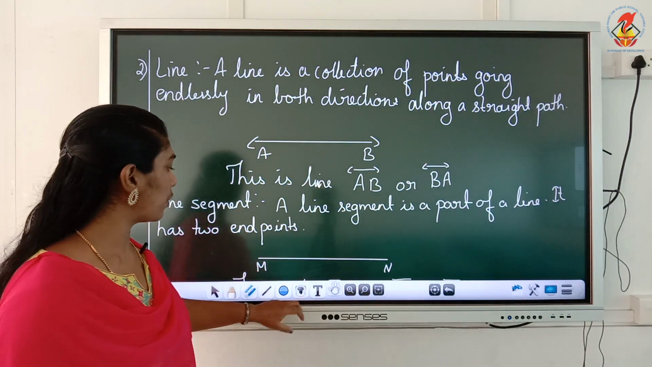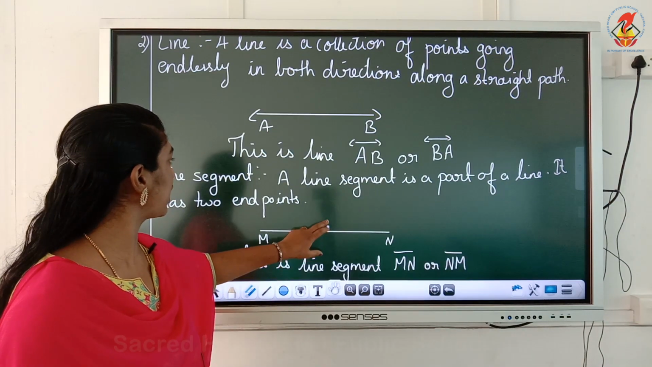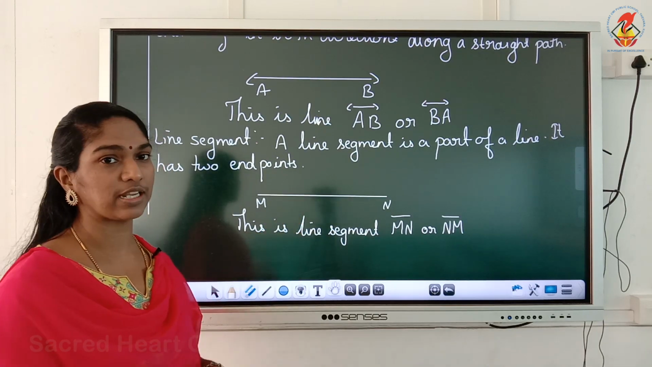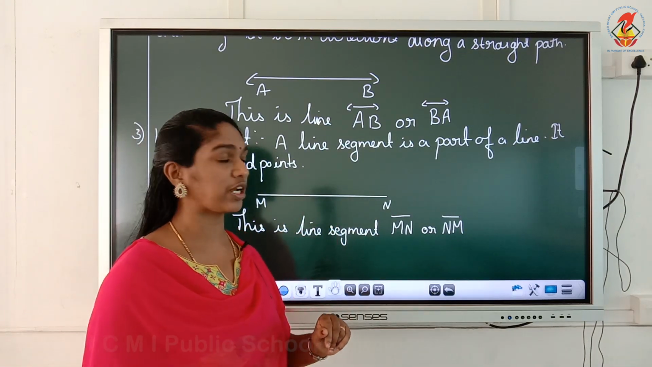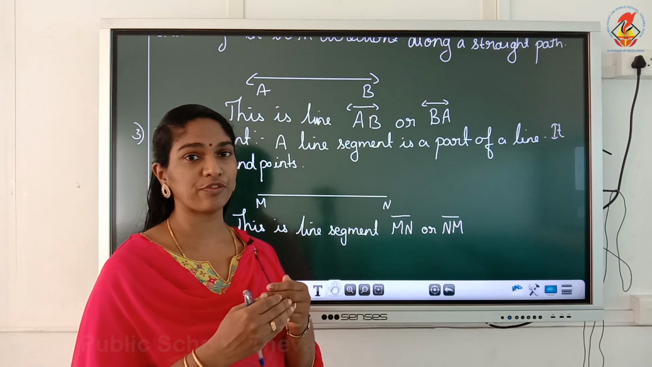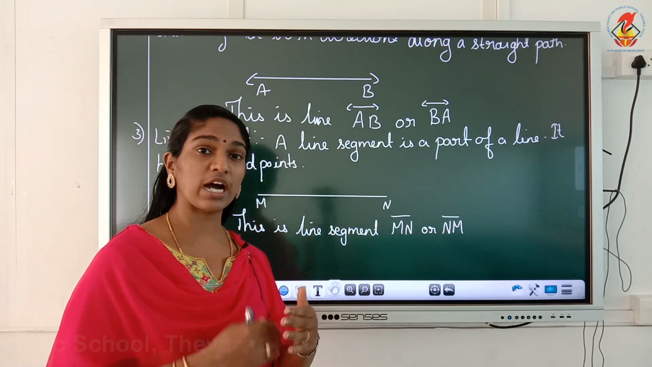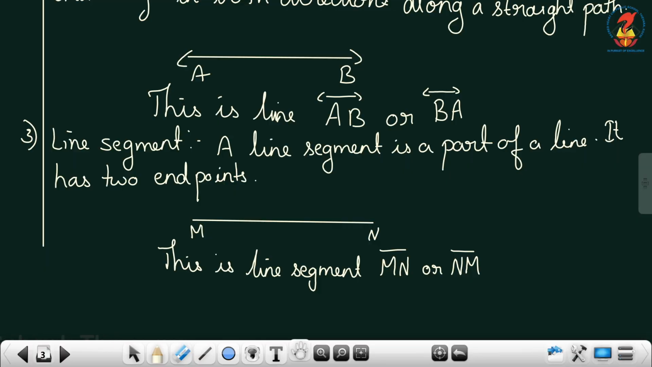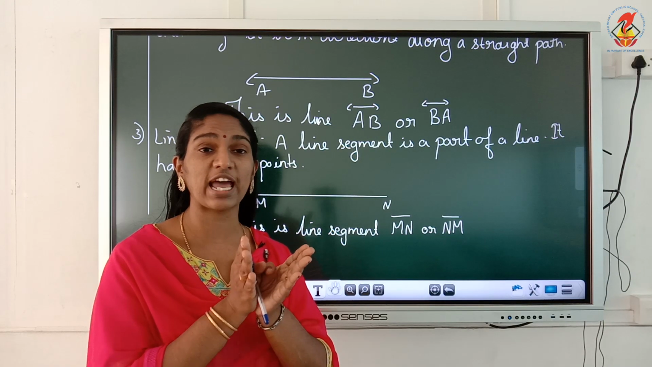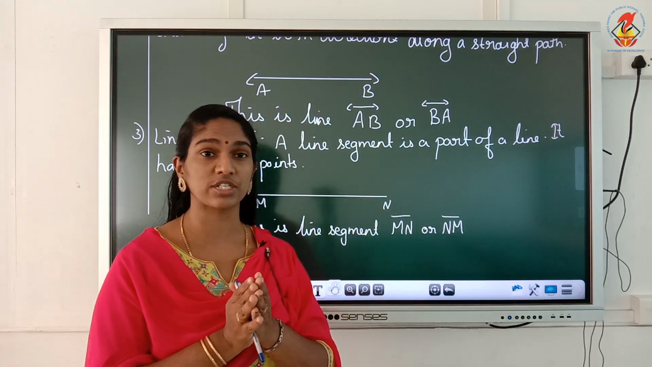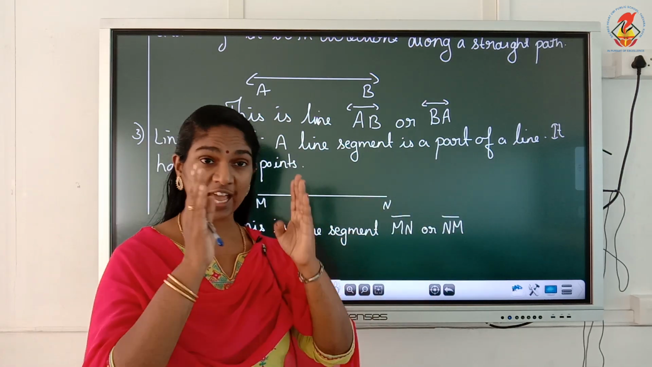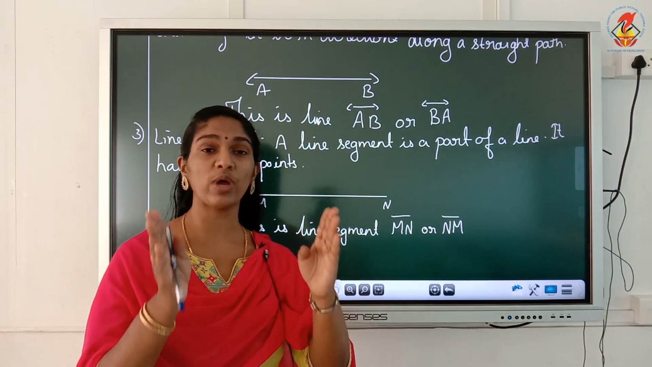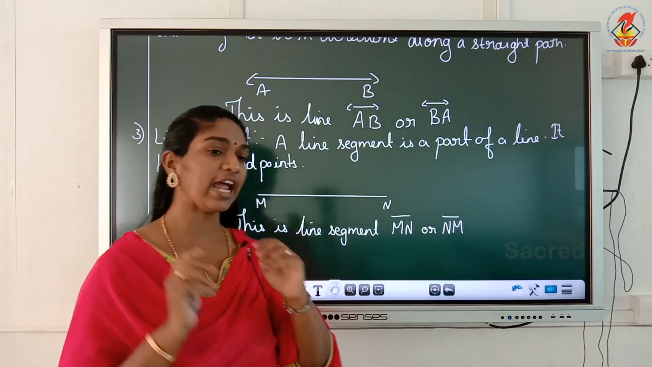Okay. Now, coming to line segment. What is a line segment? Line is different, line segment is different. A line segment is a part of a line, but it has two endpoints. That is, it has a definite length. You can measure it. A line you cannot measure because a line can be extended in both directions. But a line segment has a definite length. It has two endpoints, a starting point and an ending point.